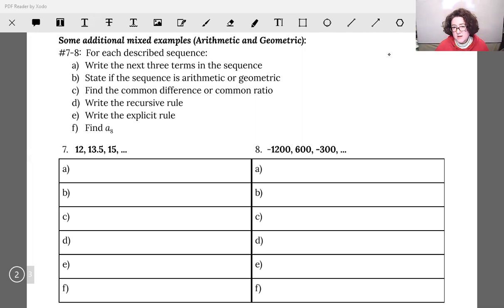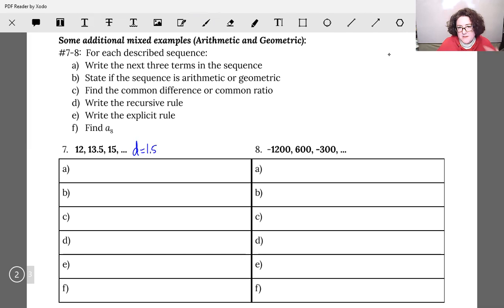Some of these steps, we're going to be doing all together as we're trying to understand each sequence. So our first sequence, we have 12 to 13.5 to 15. We could possibly be multiplying, but I always like to check the arithmetic difference first. So let's try subtracting. If I subtract 13.5 minus 12, I get 1.5. If I add 1.5 to 13.5, that does give me 15. So that means my common difference is 1.5.